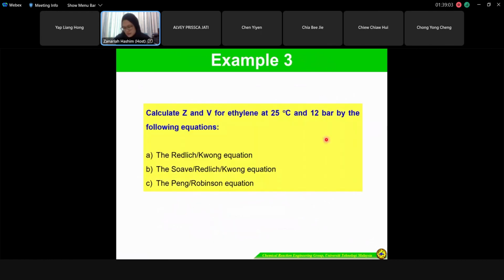Okay, example. I think you will understand better if you look at the example. Calculate Z and V for ethylene at 25 degrees C and 12 bar by the following equations: A, the Redlich-Kwong equation; B, the Soave-Redlich-Kwong equation; and C, the Peng-Robinson equation.